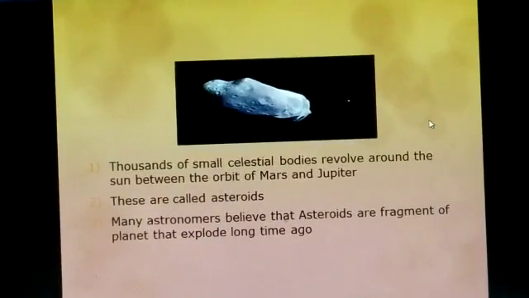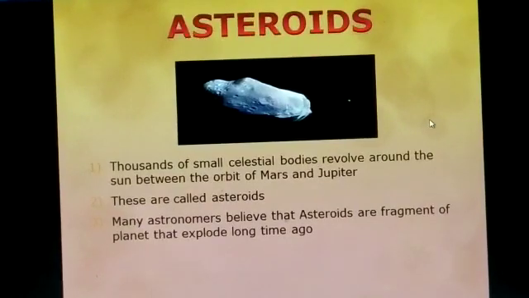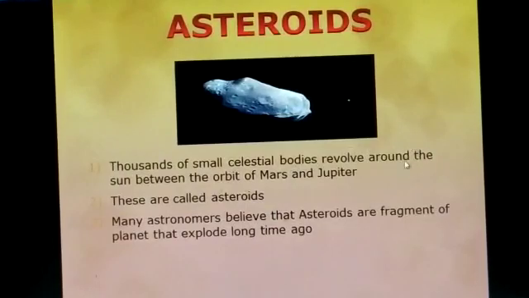Thousands of small celestial bodies revolve around the sun between the orbits of Mars and Jupiter. These are called asteroids. Many astronomers believe that asteroids are fragments of a planet that exploded long ago. Fragments of a planet means parts of the planet. Because of the explosion, some parts fragmented, and what did they form? Asteroids.